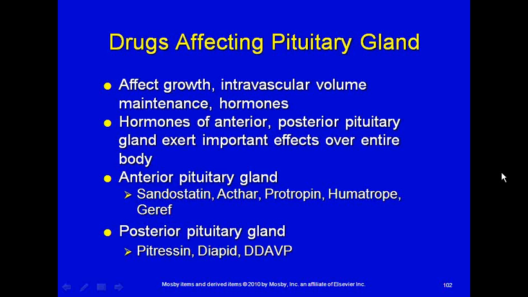The anterior pituitary gland drugs are listed there: Sandostatin, Actar, Protropin, Humatrope, and Geref. And posterior pituitary gland medications are listed there as well.